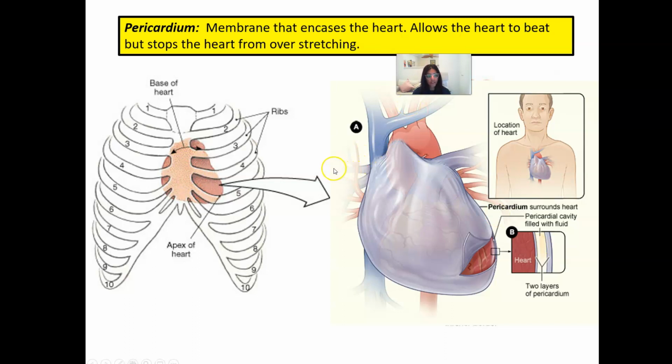Now, I mentioned in the key words there's this thing called the pericardium. This is what it is here. It's this membranous sac that encases the heart. Now, it plays a really important function. The pericardium is actually there to stop the heart from overstretching, and it also allows that recoil and helps the heartbeat occur.